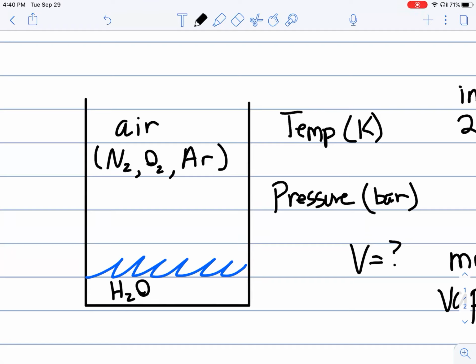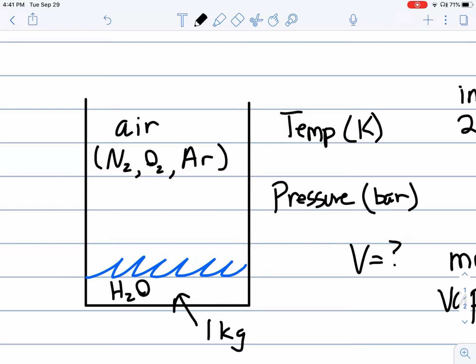This is my part 1 submission for homework 3 for my mass and energy balance course. The problem that we were given is we have a container that has 1 kilogram of water in it. So this is 1 kilogram of water. It's open to the atmosphere. It's initially at 298 Kelvin and 1 bar, or 100,000 pascals.